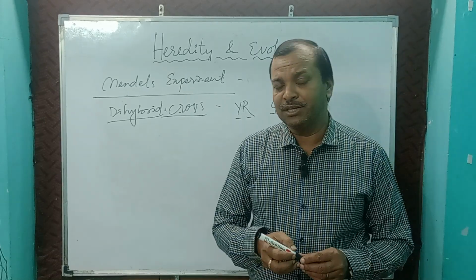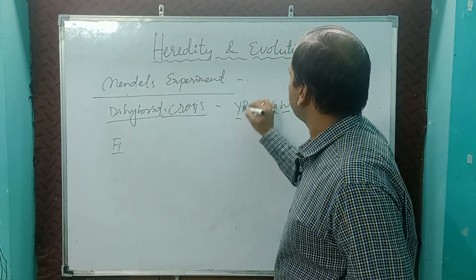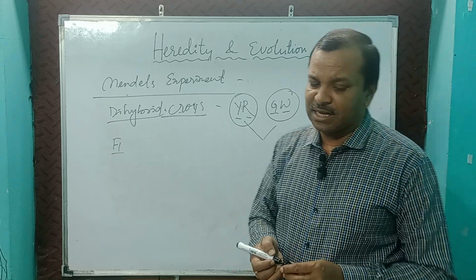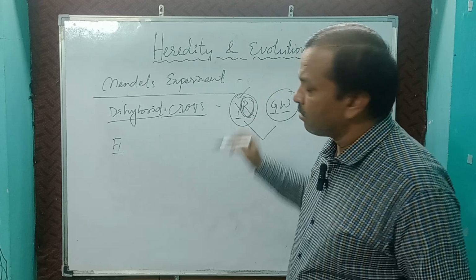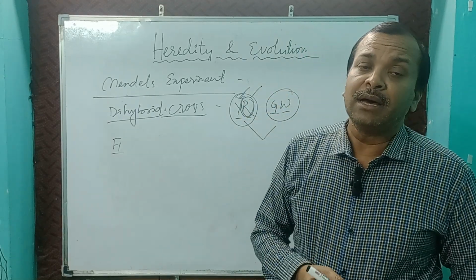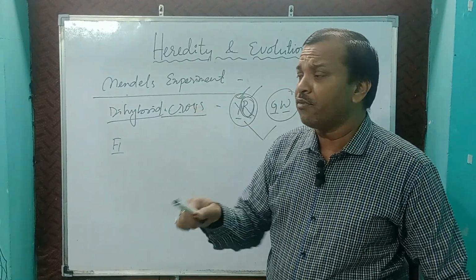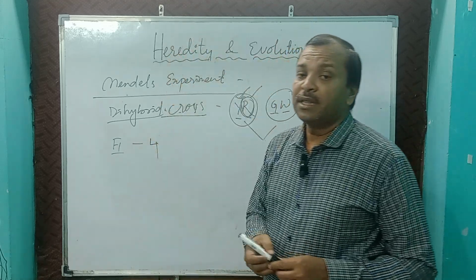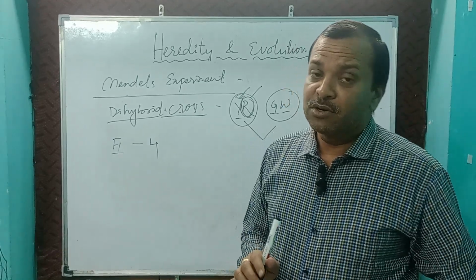Okay, what will I get? In the F1 progeny, when I cross this YR and GW, in F1 I will get all round and yellow, because yellow and round are dominant traits. Whichever is dominant, we will get in F1, so all will be yellow and round. Is it clear? Because it is dominant.